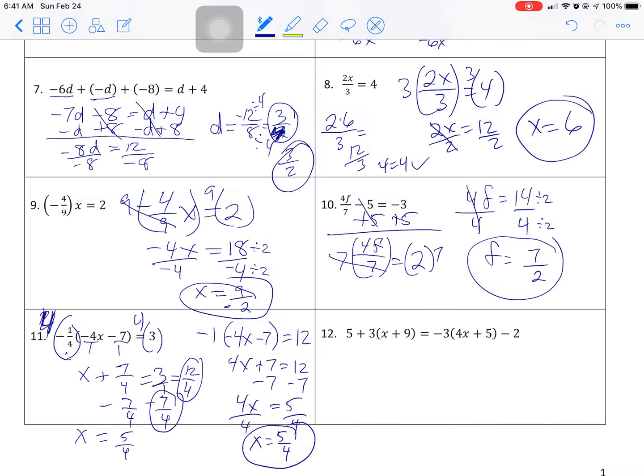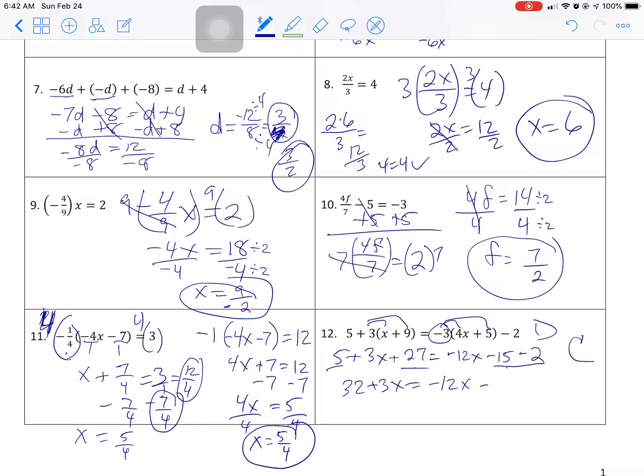And let's see, lots of stuff going over here. We have 5, 3 times, that's 3x. Distribute to both terms. We also need to distribute on this side. Negative 12, negative 15, minus 2. That 2 is not in the parentheses, so don't distribute to that. Combine like terms, so distribute, combine like terms. 32 plus 3x equals, let's see, these are the like terms. So the constants are like terms over here, constants like terms over here. Minus 17.